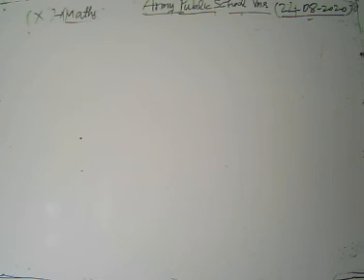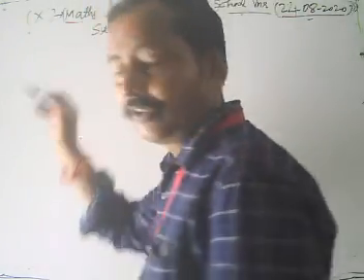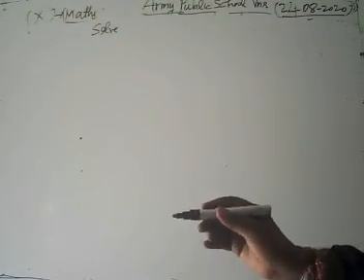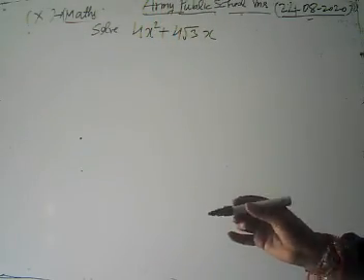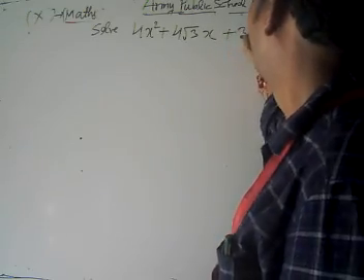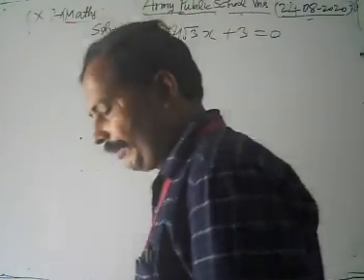We are going to solve our next problem. Solve the equation 4x square plus 4 root 3x plus 3 equal to 0. We have to solve this quadratic equation. Now we have to solve it again.